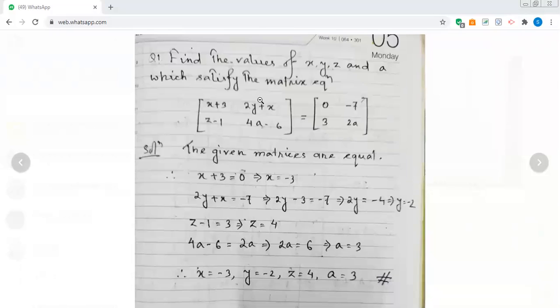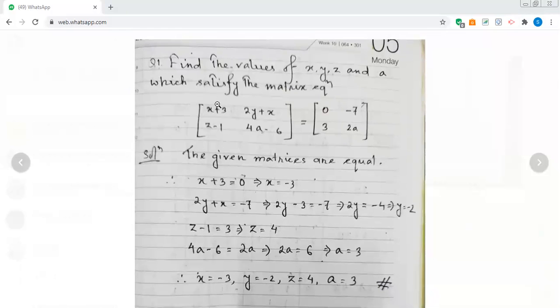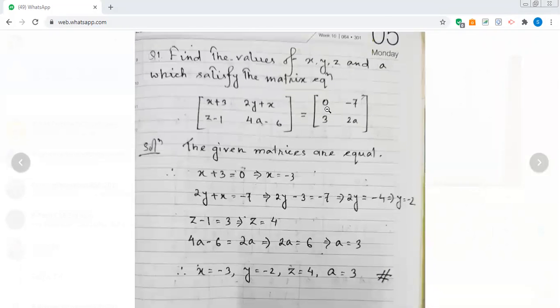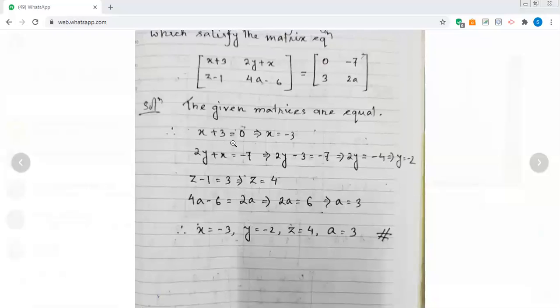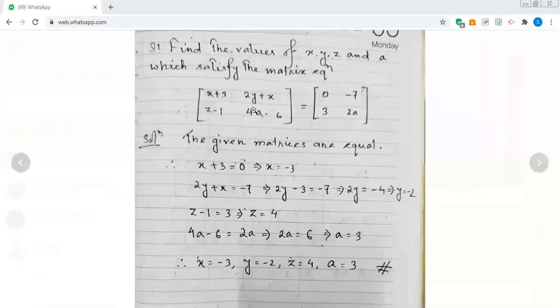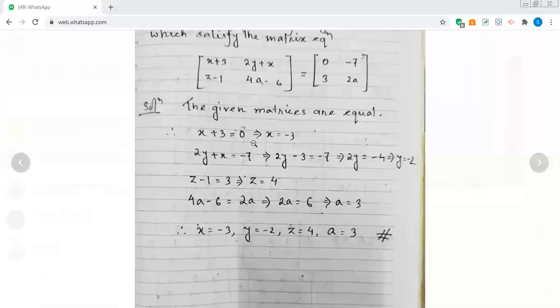Therefore, we can say the corresponding elements are equal. See, for the left hand side matrix, the first element is x plus 3. What is its corresponding element? The 0 in the second matrix. So to fulfill the equality condition, we have to do x plus 3 equal to 0. From there, you can directly find the value of x, which is equal to minus 3. Similarly, for the other elements, 2y plus x is equal to minus 7. That is again a corresponding element.